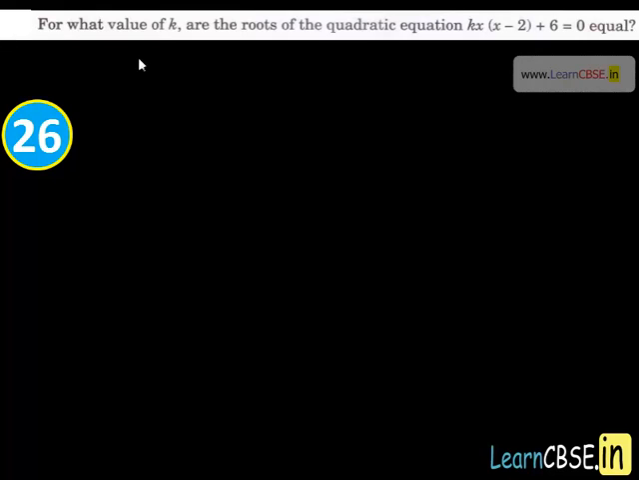In this question, we are asked to find the value of k if the roots of the quadratic equation kx(x minus 2) plus 6 are equal. The quadratic equation given is kx(x minus 2) plus 6 equals 0. We can further simplify this equation by distributing kx inside the brackets. So we get kx square minus 2kx plus 6 equals 0. On comparing the above quadratic equation with ax square plus bx plus c equals 0, we get a equal to k, b equal to -2k and c equals 6.